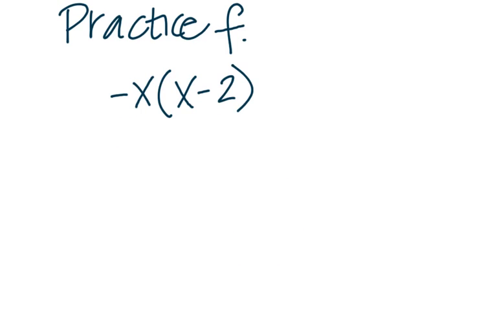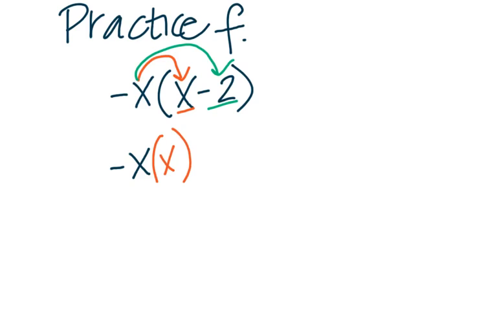Okay, now practice F. Negative x times x minus 2. Go. Okay, again, I have my x and my negative 2, and I want to distribute this negative x to this term and this negative x to this term. So I'm going to multiply my negative x times x and my negative x times negative 2.